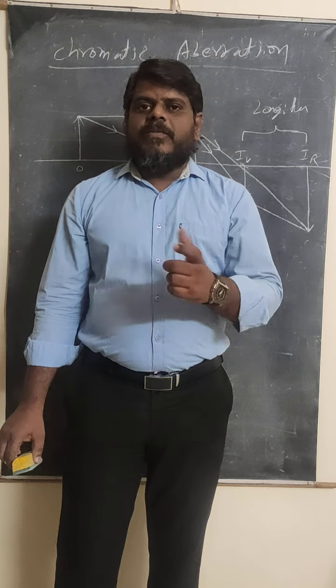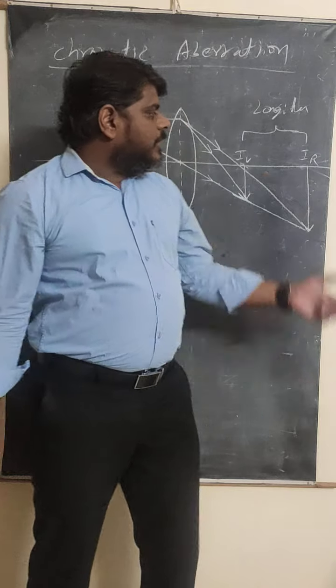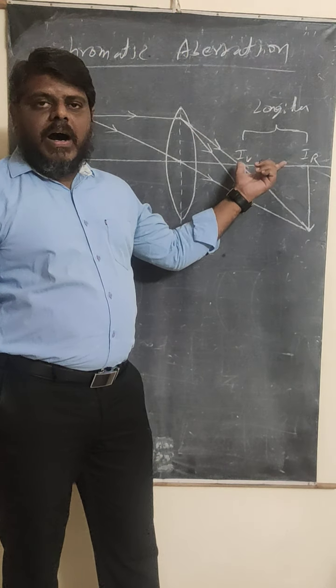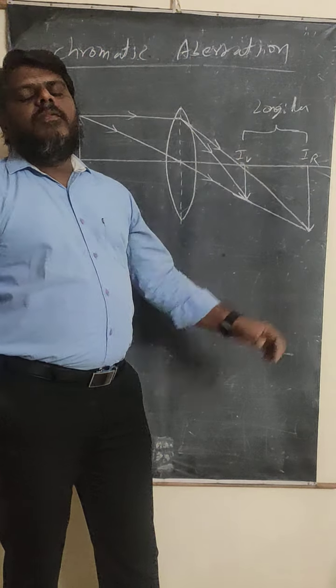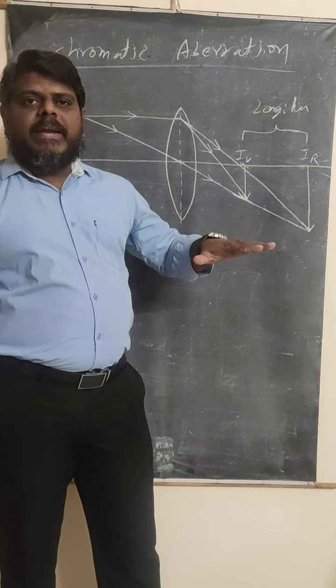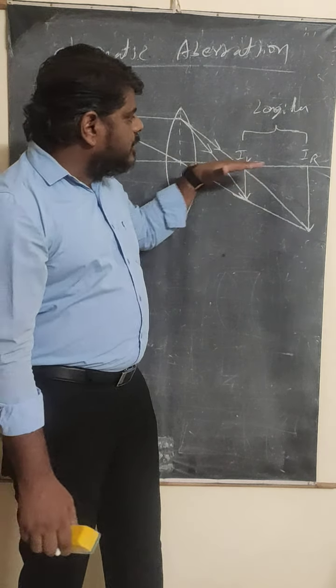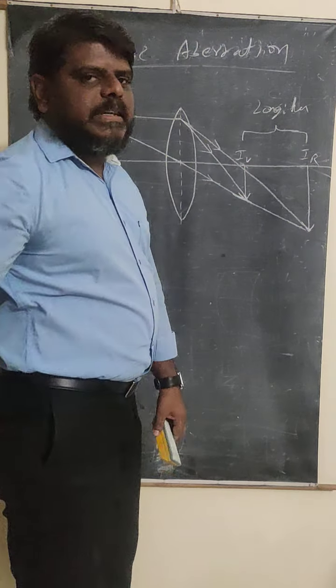The difference between the focal lengths of the red color and the violet color is called the longitudinal chromatic aberration, or the distance between the images produced by the red color and the violet color. This longitudinal chromatic aberration we measure along the principal axis. How do we measure it? Along the principal axis.